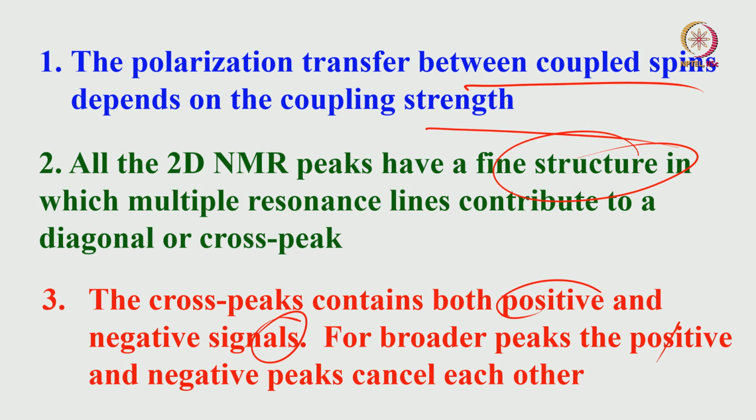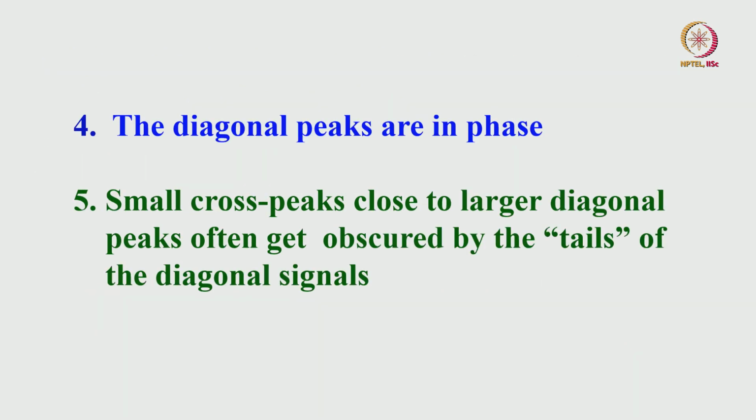But when the signals are broad and unresolved, because of negative and positive signals close by, they cancel out. As a consequence, there is a drawback. Sometimes you will not see the cross peak at all in COSY. When you don't see a cross peak, it may be because two antiphase peaks are close by, so they get cancelled out and you will not see them. And diagonals are in phase because it is a huge peak. It will mask the peaks close to it, some of the cross peaks very close to it. And sometimes when the diagonal peak is very large, it gives rise to tails.